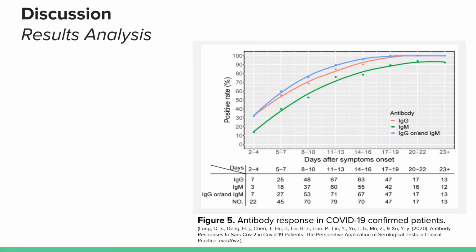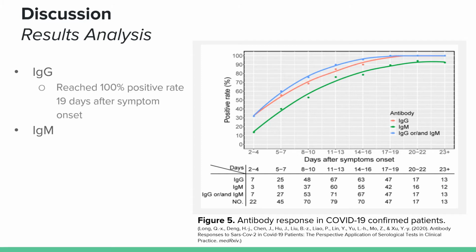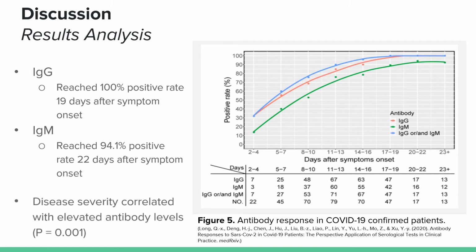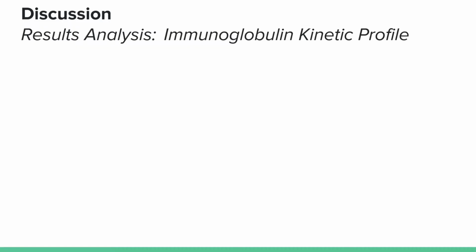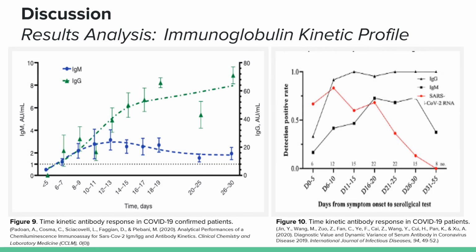Long et al. delineate a positive increase in immunoglobulin G and M antibodies correlating with symptom onset. As seen in Figure 5, immunoglobulin G and M reached positive rates of 100% and 94.1%, plateauing at 19 and 22 days respectively. The elevation of antibodies had a statistically significant correlation with disease severity, indicating its potentiality as COVID-19 infection and severity index biomarkers. The immunoglobulin staggered kinetic profile is corroborated by Paduan et al. and Jin et al., who observed analogous trends in antibody-positive rate kinetics, as seen in Figure 9 and 10.